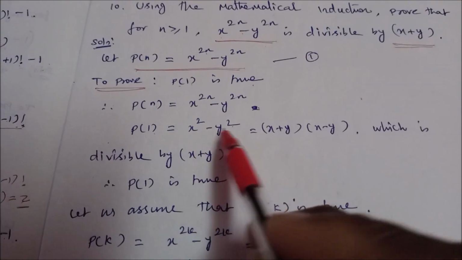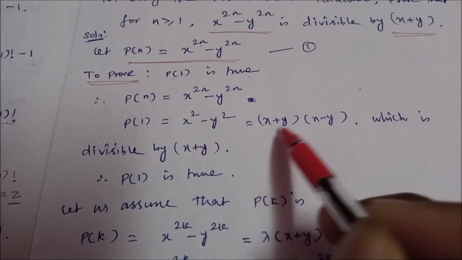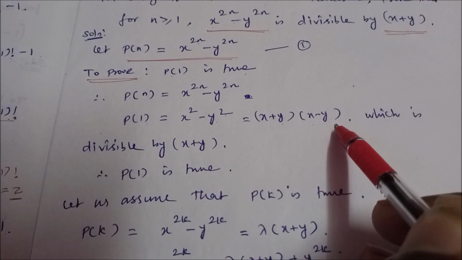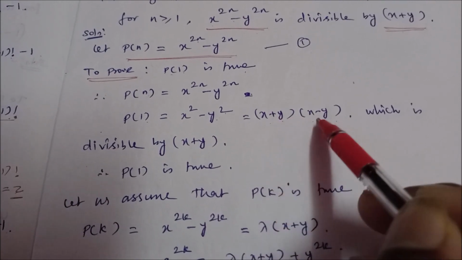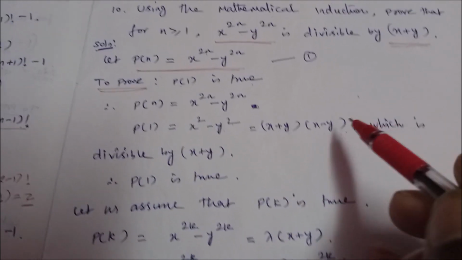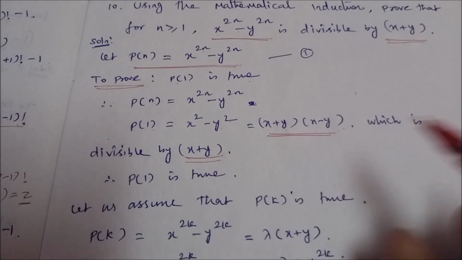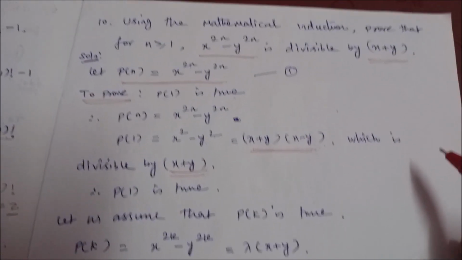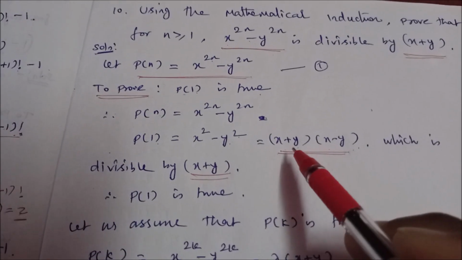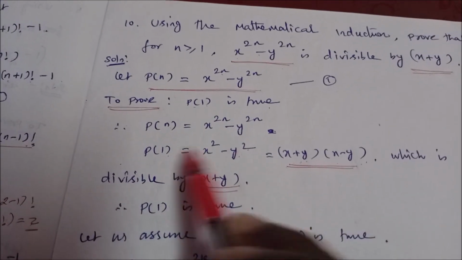Factorize x² − y² = (x + y)(x − y), which is divisible by x + y. Is this correct? Why does it have to be divisible by x + y? Because x + y is one of the factors of P(1).